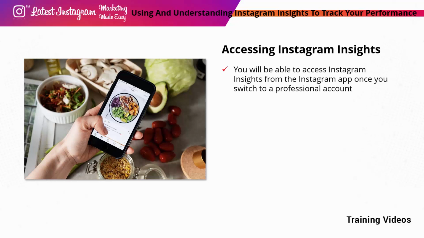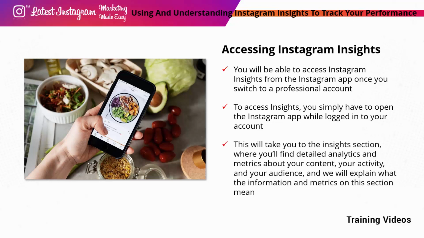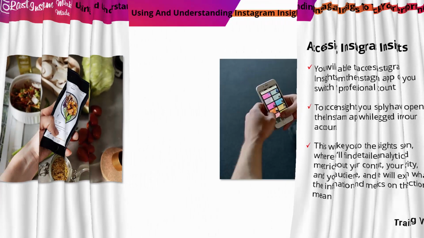Accessing Instagram Insights. You will be able to access Instagram Insights from the Instagram app once you switch to a professional account. To access Insights, you simply have to open the Instagram app while logged into your account. Tap on the profile icon, then tap on the menu icon. Lastly, tap on the Insights tab on the menu. This will take you to the Insights section, where you'll find detailed analytics and metrics about your content, your activity, and your audience. And we will explain what the information and metrics on this section mean.